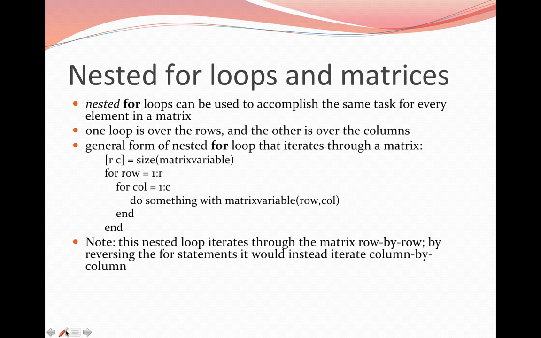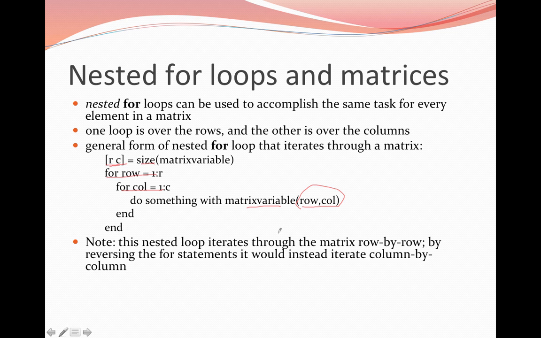When you have a matrix and you want to do something with every element in a matrix, then you use nested for loops. You need to loop over the rows and over the columns. You're going to start by getting the size of your matrix variable and storing the values in two separate variables for the rows and the columns. And then you're going to have two loops. You're going to loop over the rows from 1 to R, and you're going to loop over the columns from 1 to C. And then you're going to do something with your matrix variable sub row comma col. Again, that's important. We're using the loop variables as the indices into the matrix, first the index over the rows, and then the index over the columns.